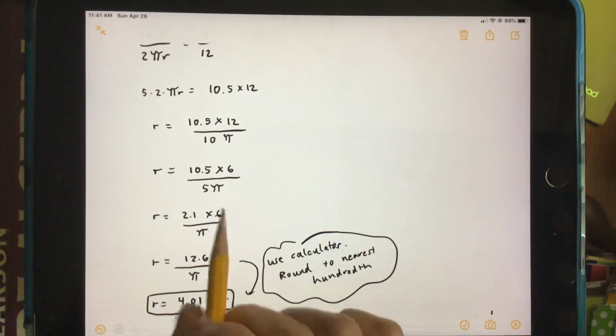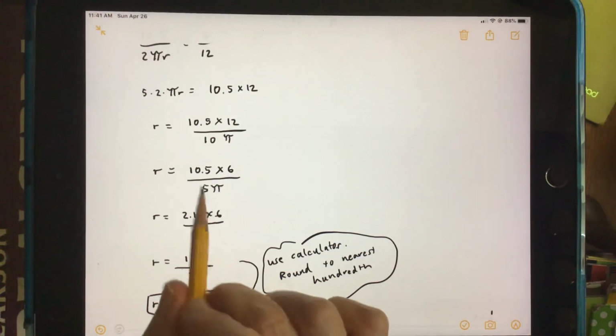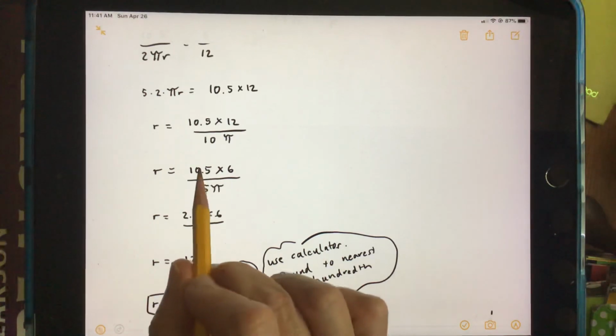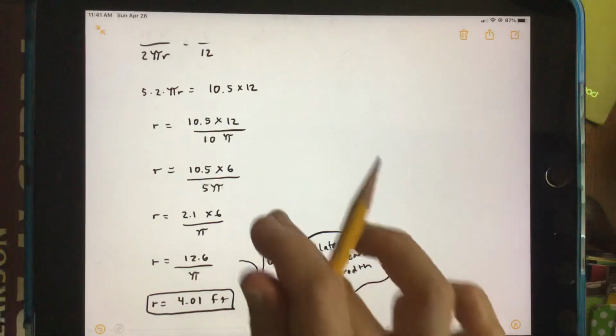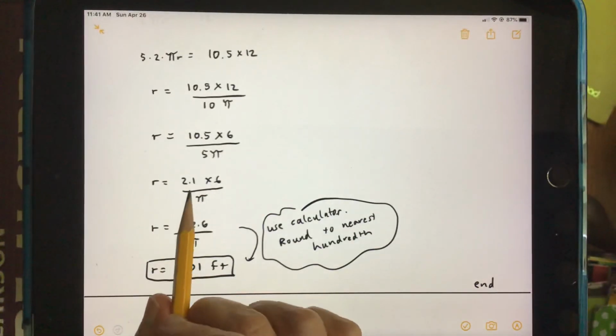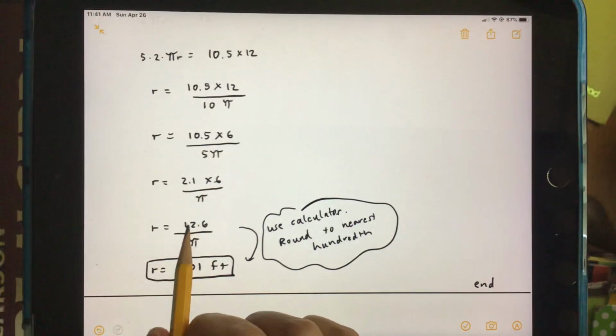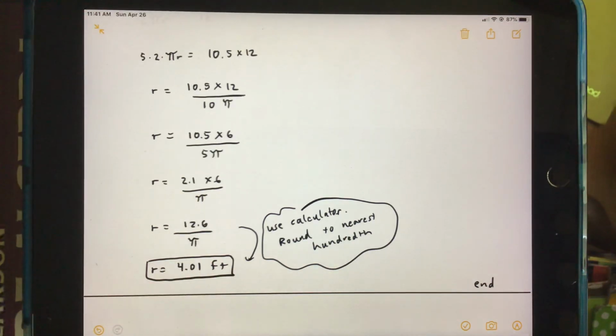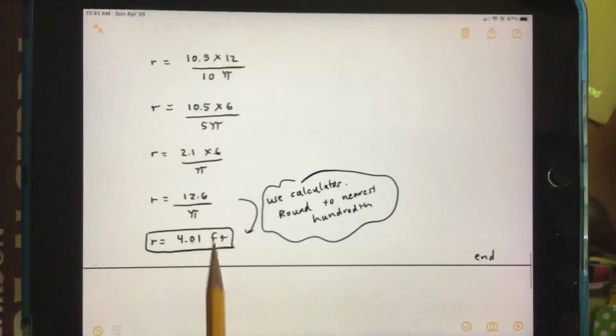And then I'm noticing that it's easy to divide 10.5 by 5. 5 into 10 goes twice, 5 into 0.5 goes once, so 10.5 over 5 is 2.1. Then I'm noticing it's easy to multiply 2.1 times 6, that's going to give me 12.6, since 6 times 2 is 12, and 1 times 6 is 6. At this point, I'm going to use my calculator. 12.6 divided by pi gives me 4.01 feet for the radius of that circle.